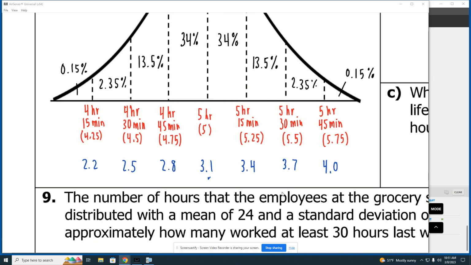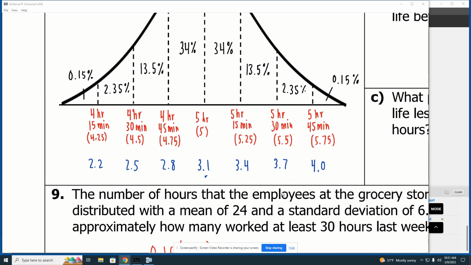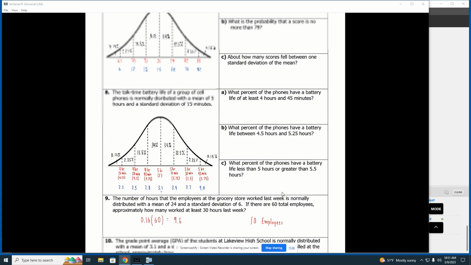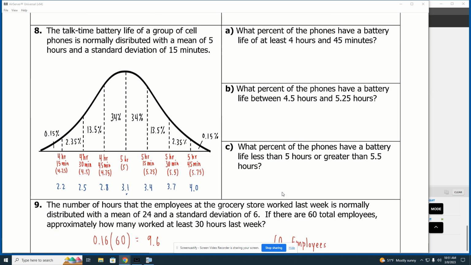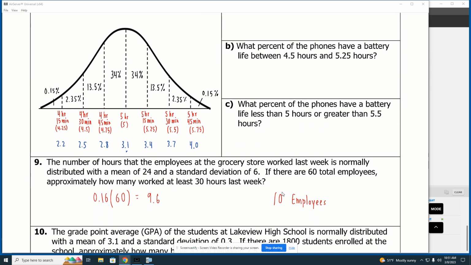All right, and the last one, I did it on number 8's graph. See, 3.1 was the mean, and the standard deviation was 0.3. So I did 3.1, and then I added 0.3: 3.4, 3.7, 4.0. Going to the left, I subtracted 0.3: 2.8, 2.5, 2.2. So I didn't reinvent the wheel. I just used number 8's graph, and I put those new mean and standard deviations on it.